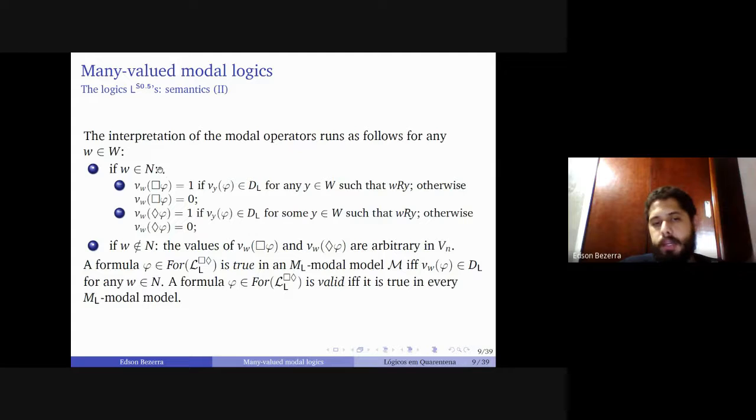So the notion of truth is defined only for normal worlds, and validity of a formula is also defined only for normal worlds. Okay. Note that even if the modal logic is many-valued, the modalities give only classical values to the formulas in the normal worlds. Okay.